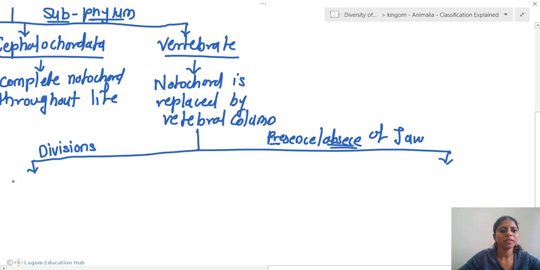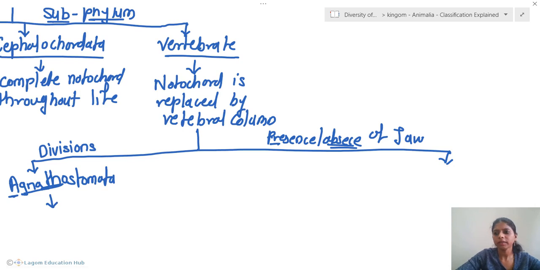Now the division of Vertebrata which is without jaw is called Agnathostomata. A means no, gnatha means jaw. So the group without jaw is called Agnathostomata.